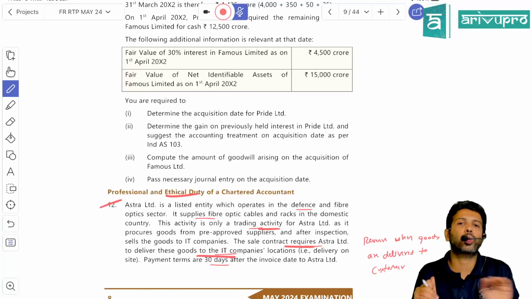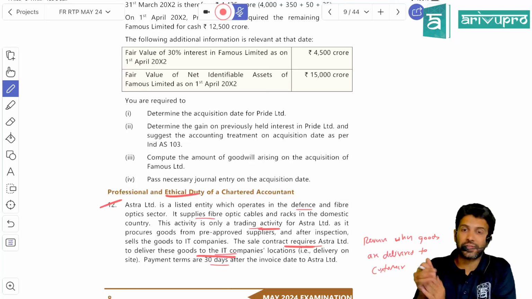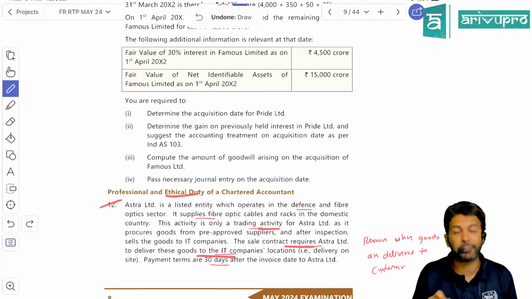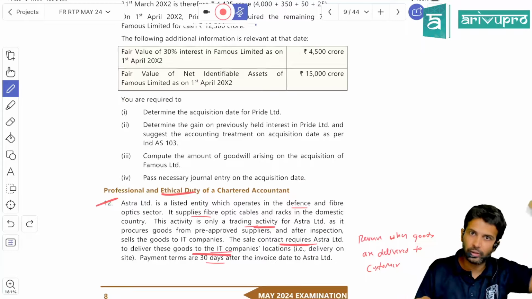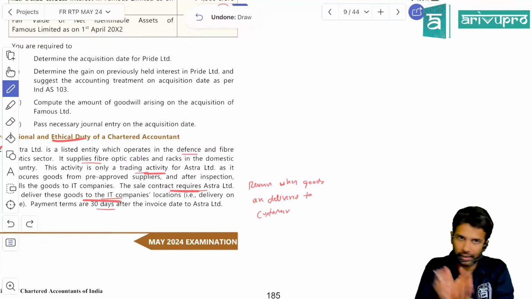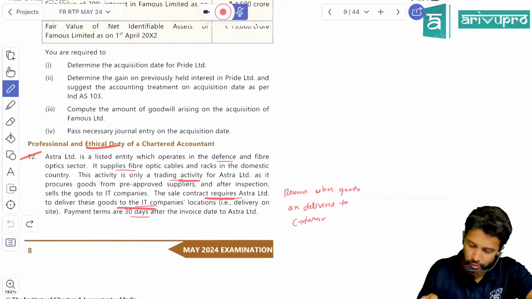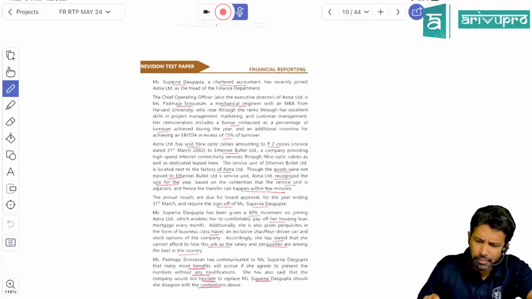It means indirectly the question is saying that revenue should be recognized when the performance obligation is satisfied. Here the performance obligation will be satisfied when we deliver the fiber optic cable to the IT companies, our customer. So revenue will be recognized only when the goods are delivered, based on the components given in the question. The payment terms are 30 days after the invoice date. That's the payment part.